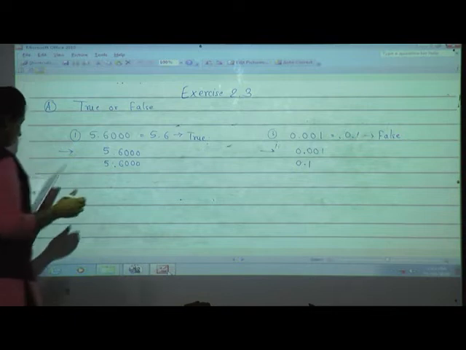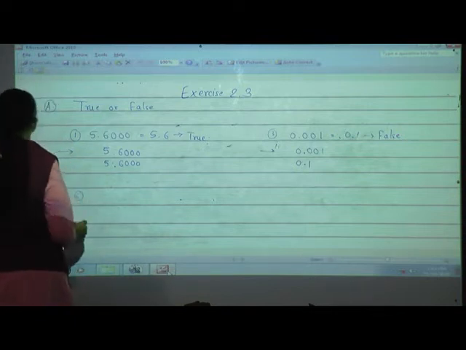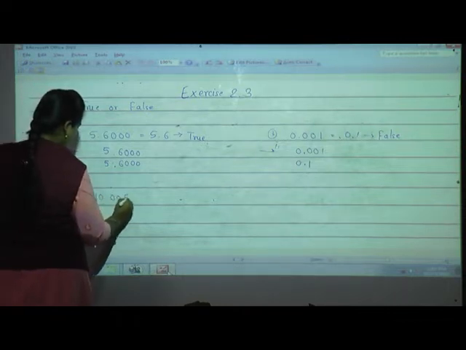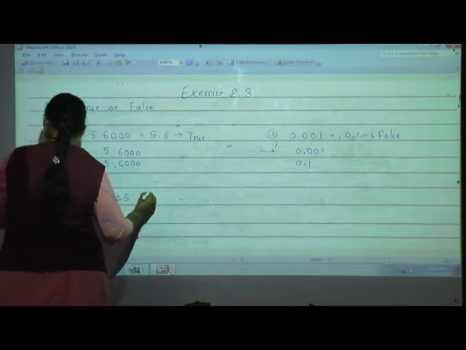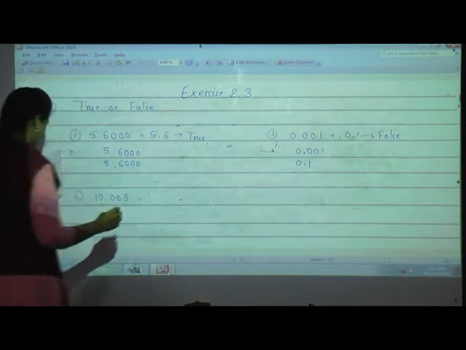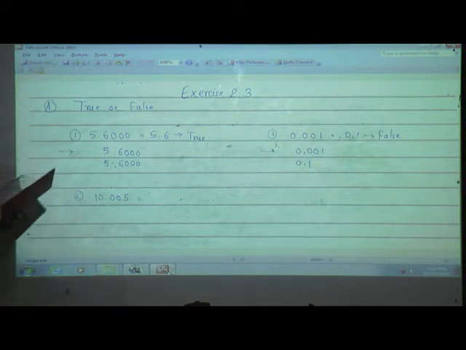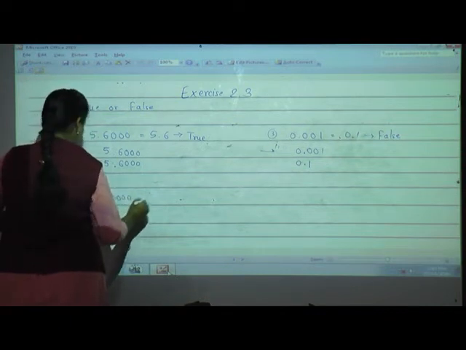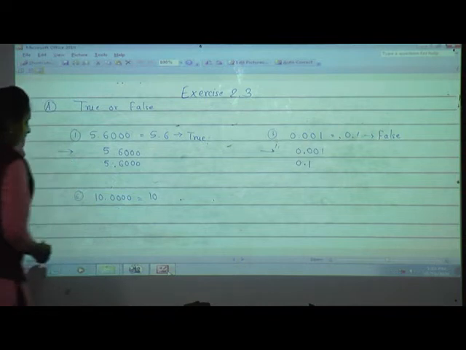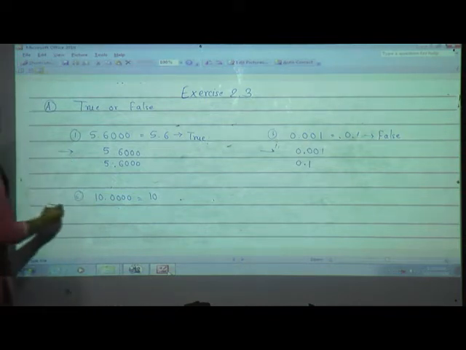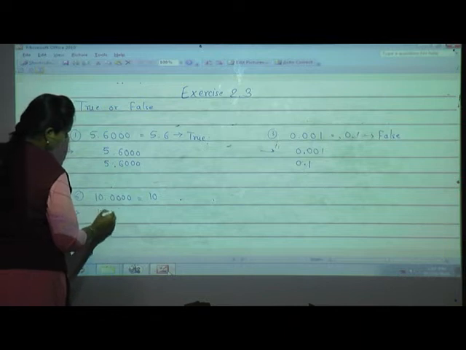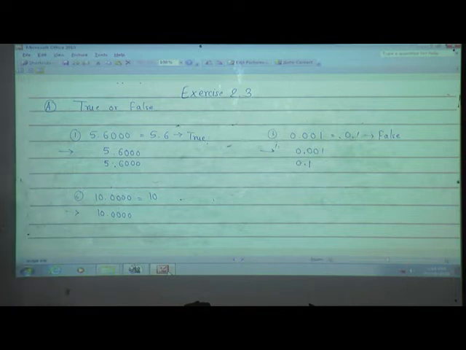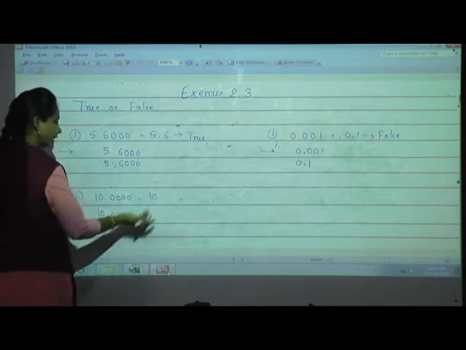Now I will take the sixth one. What is the sixth one? 10.005 is equal to 10.0050000, with some zeros, and 10. Now see this. What I'll do first, I'll write the first number as it is, and then the next. See, in the next number there is no decimal point. So it means it is before the decimal.